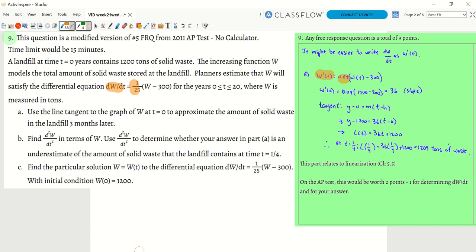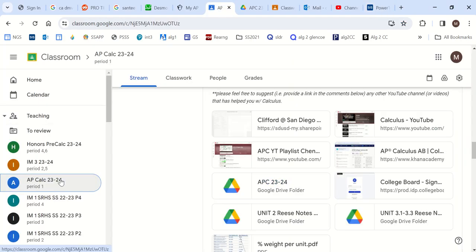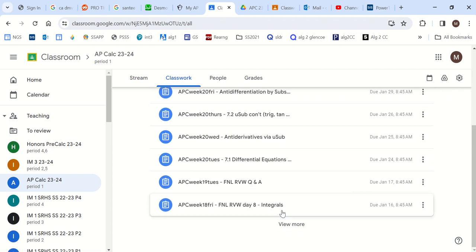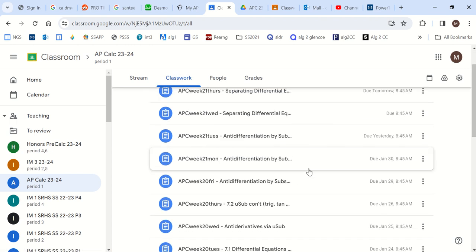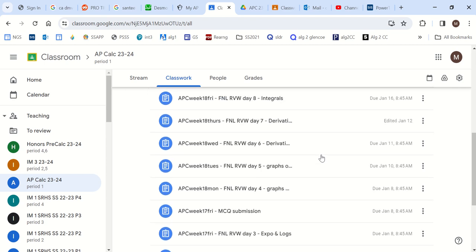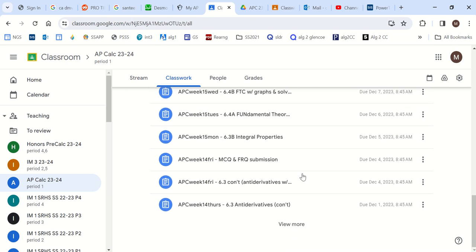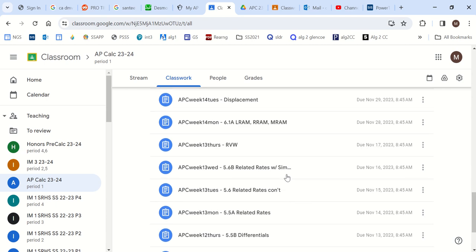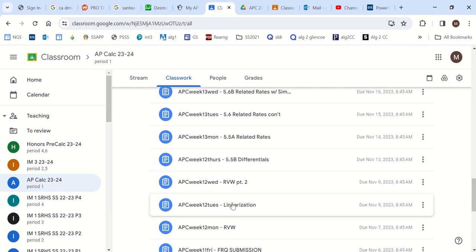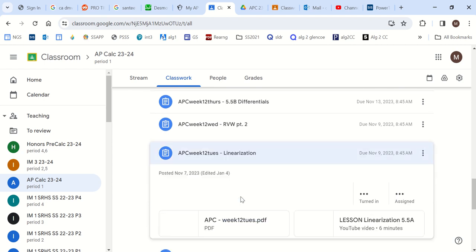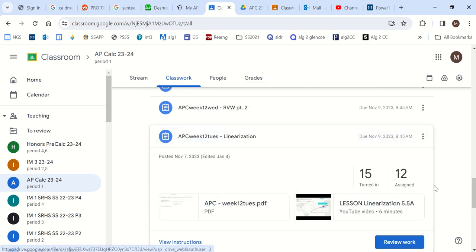Now this is basically linearization, and this is from... let me see if I can find it on Google Classroom for you. I've got to label these a little bit better. Here you go, week 12 Tuesday. Okay, linearization, that's where it's from. Yeah, I even have a video on it.